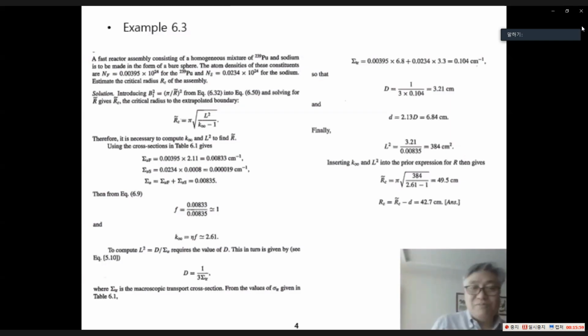So with this kind of material property, the reactor size should be at least larger than 42.7. So let's review the example again.